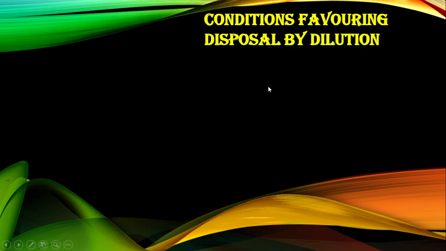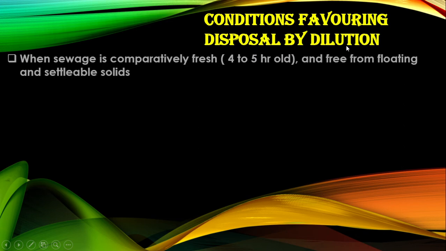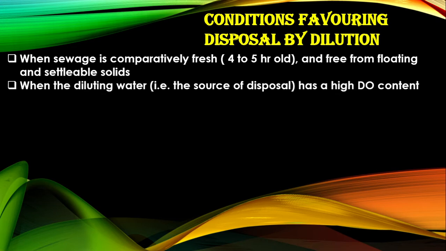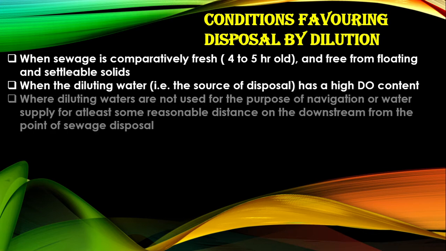Next, we will look into what are the conditions favoring disposal by dilution. When sewage is comparatively fresh. Fresh sewage means it is 4 to 5 hours old. And free from floating and settleable solids, we prefer disposal by dilution. When the diluting water has a high DO content. Diluting water means source of disposal. If the water has high DO content, we prefer disposal by dilution.